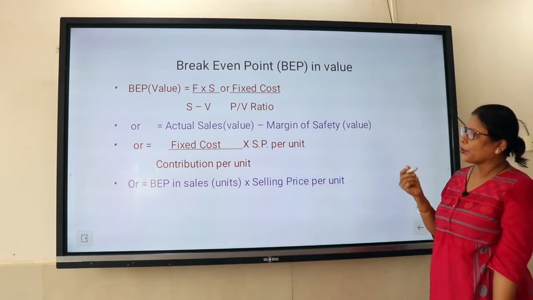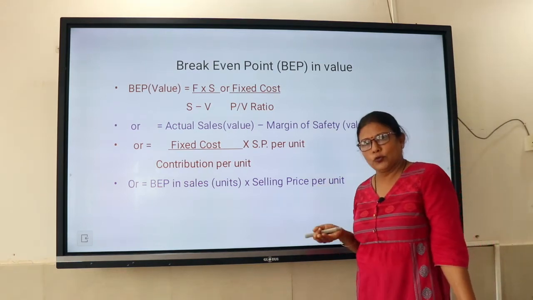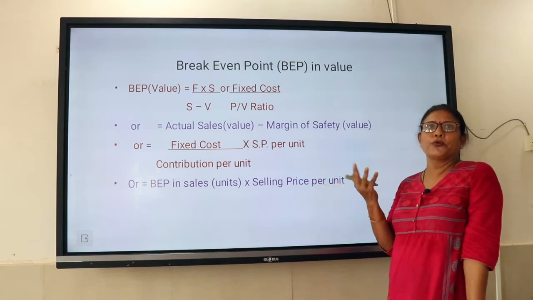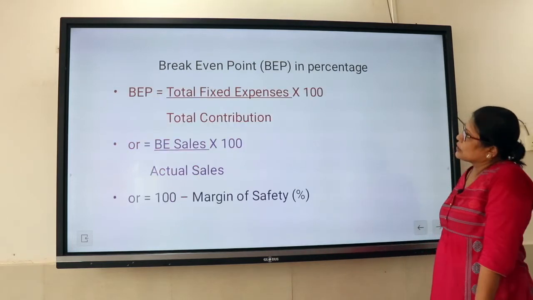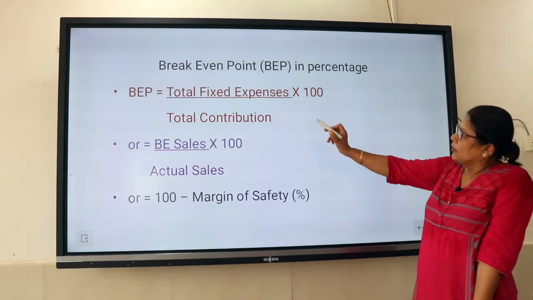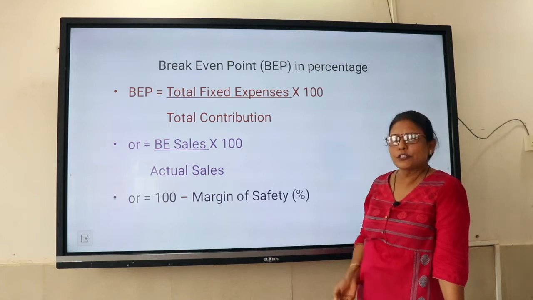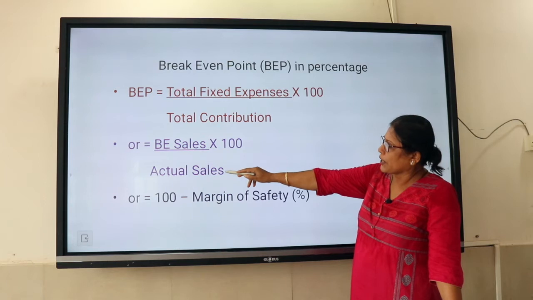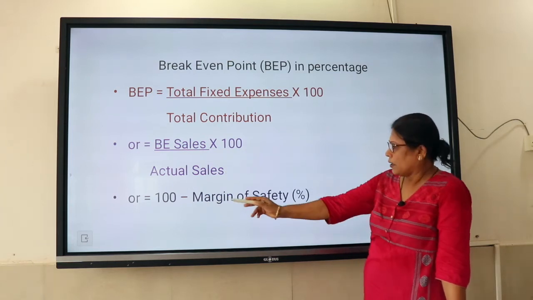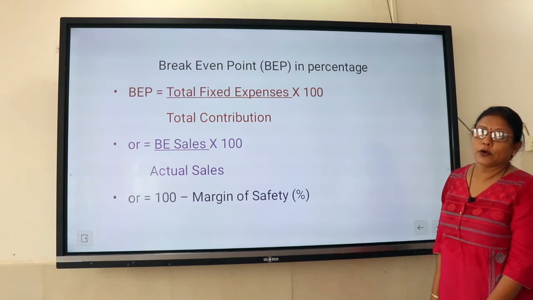Which formula you have to use depends upon what things are available to you. So whichever things are available to you, you can find out accordingly. The same can be converted into percentages also. So how do I do it? Total fixed expenses upon total contribution multiplied by 100, that gives me break-even point in percentages. Or break-even point in sales upon actual sales multiplied by 100, or 100 minus margin of safety, that also I can find out in percentages.